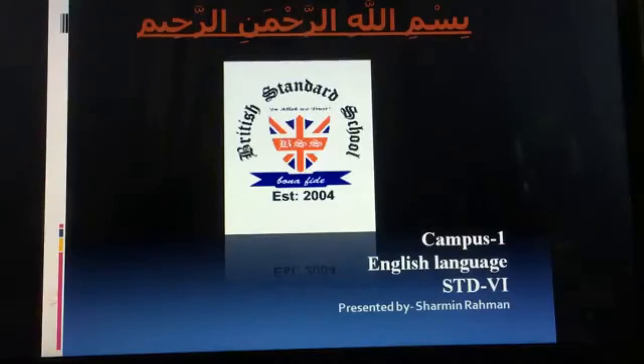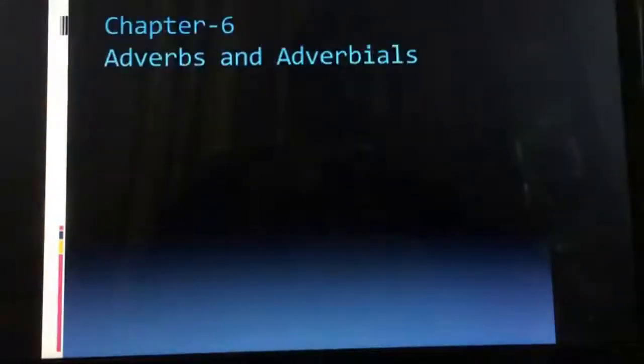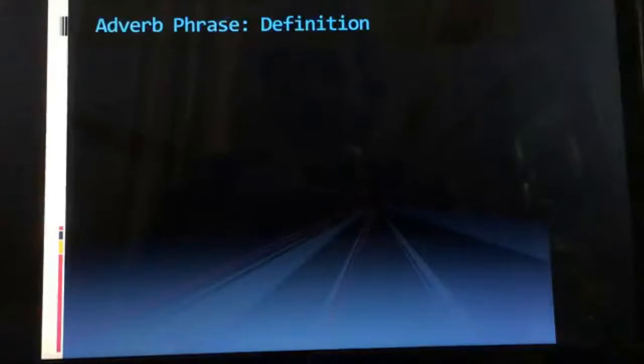So, today we're going to talk about adverbials, which we started in the previous lesson. In chapter 6, adverbials, we have discussed the definition of adverbs and the types of adverbs. Today we're going to learn some more in this chapter. So, before starting with adverb phrase, I would like you to know the definition of adverb phrase.